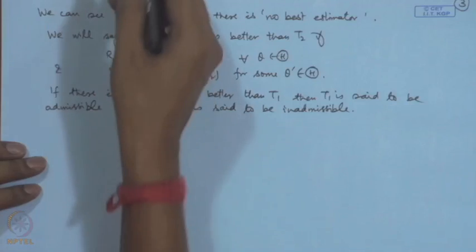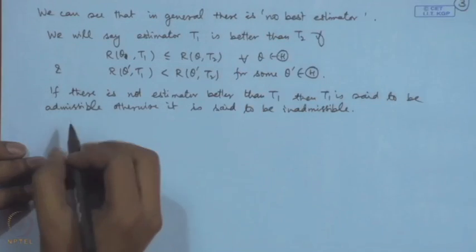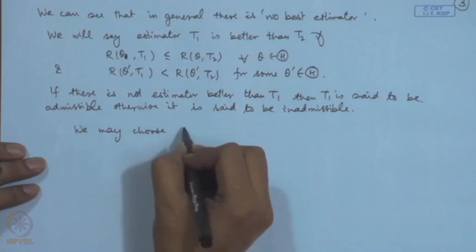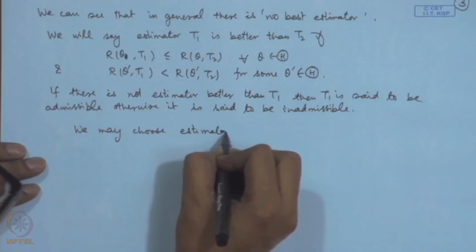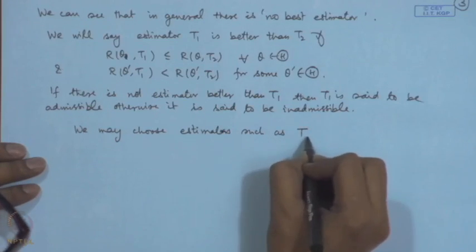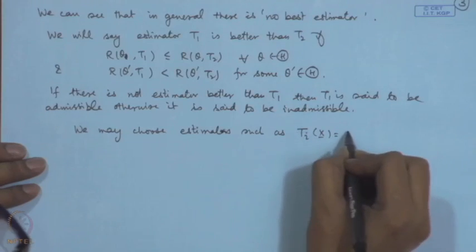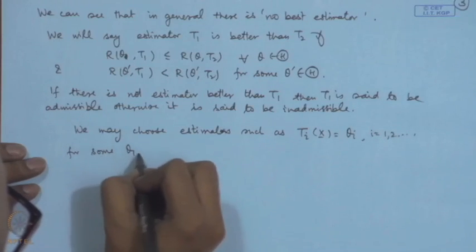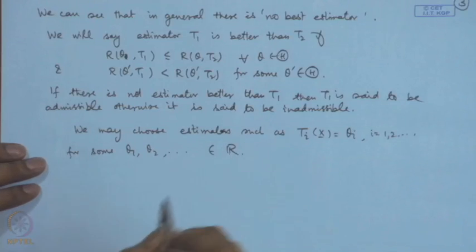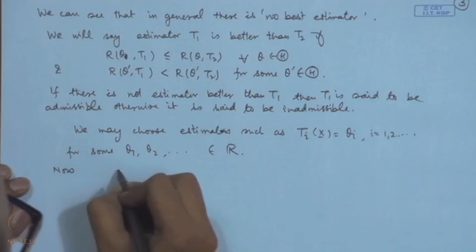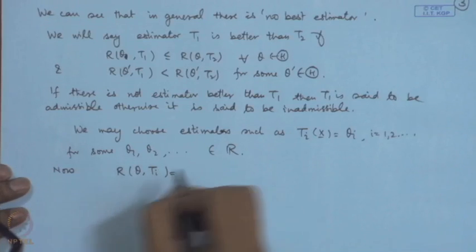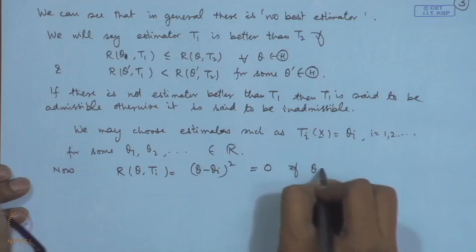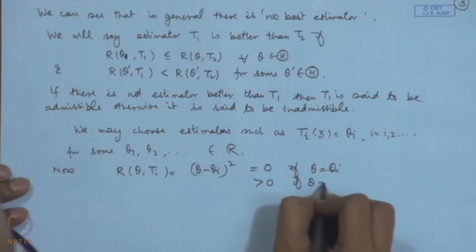So, if you consider, say, the squared error loss function, we may choose estimators such as, say, T_i(x) = theta_i for i = 1, 2 and so on, for some theta_1, theta_2, etcetera belonging to the real line. Now, if you consider r(theta, T_i), then that is equal to (theta - theta_i)^2. That is obviously equal to 0 if theta is equal to theta_i, and it is greater than 0 if theta is not equal to theta_i.